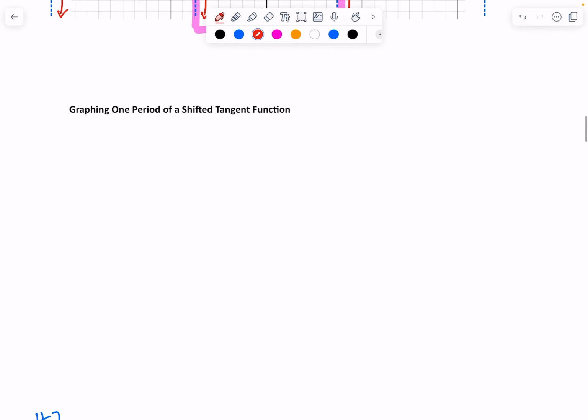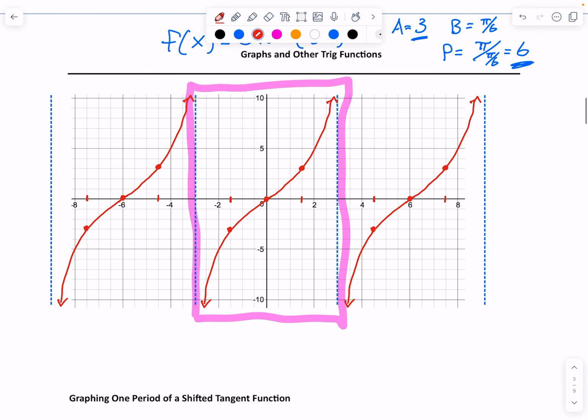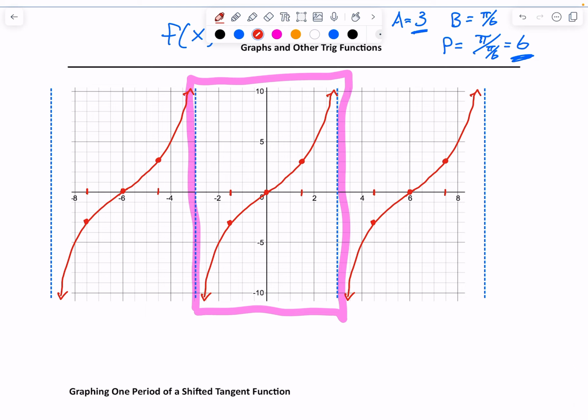All right, I believe that is it for this one. Okay, so now we're going to work on cotangent.